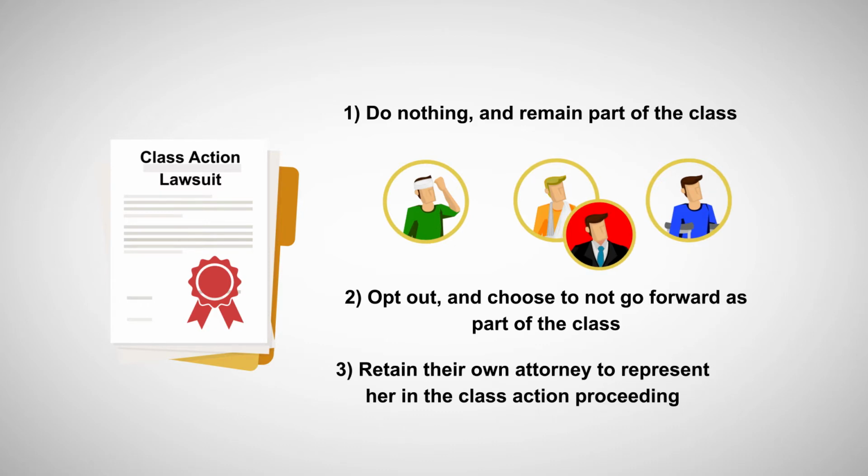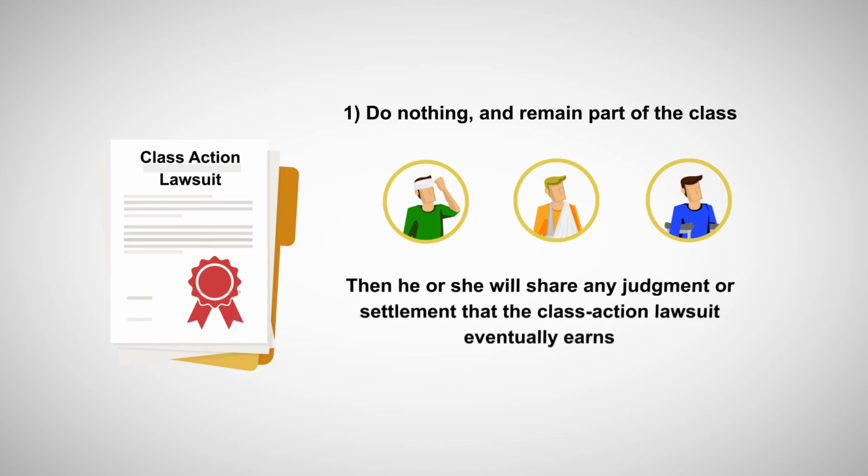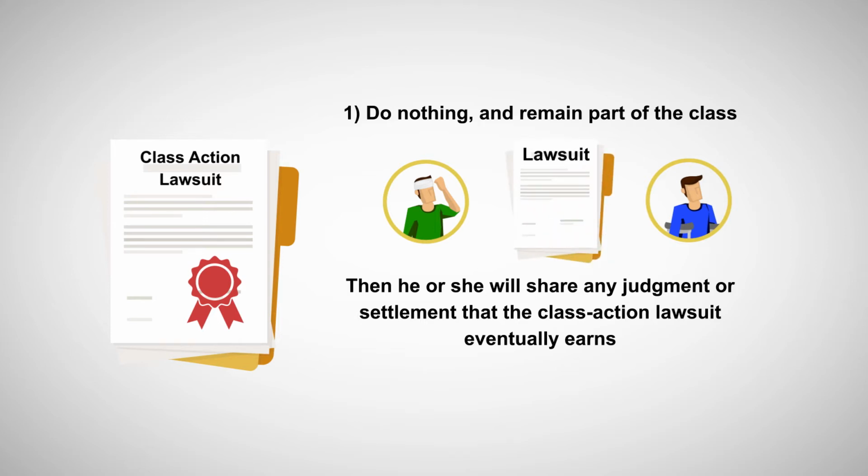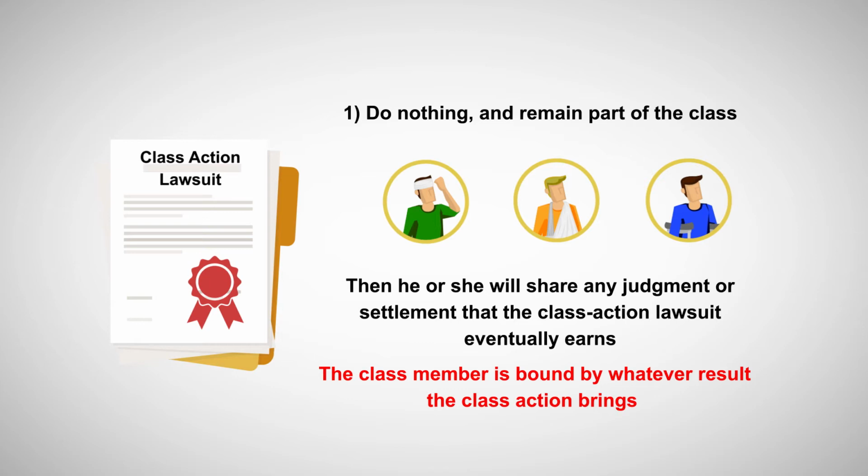If the class member does nothing and remains part of the class, then he or she will share any judgment or settlement that the class action lawsuit eventually earns. However, that class member is not able to bring a separate lawsuit based on the same facts. In other words, the class member is bound by whatever result the class action brings.